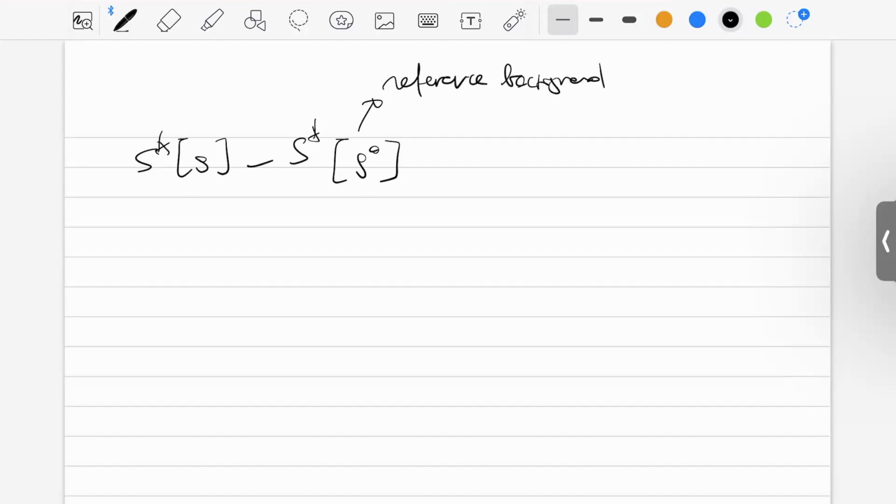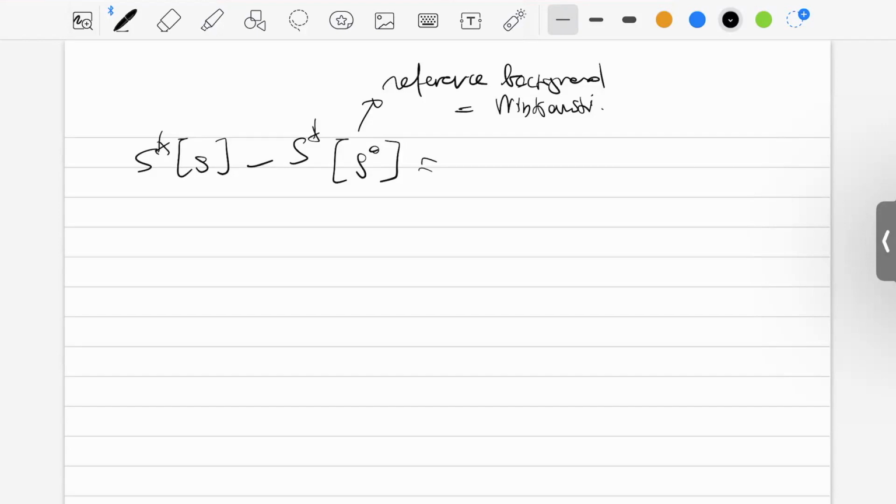Now, the easiest reference background that you can choose is the Minkowski background, because it corresponds to the vacuum. So you have flat, nothing there. So we choose G0 to be Minkowski spacetime. Minkowski can be considered as the vacuum solution because it's flat, and as soon as you go away from the flatness, then you have some higher order corrections. So let's subtract S star of G minus S star of G0, where G0 is the Minkowski.